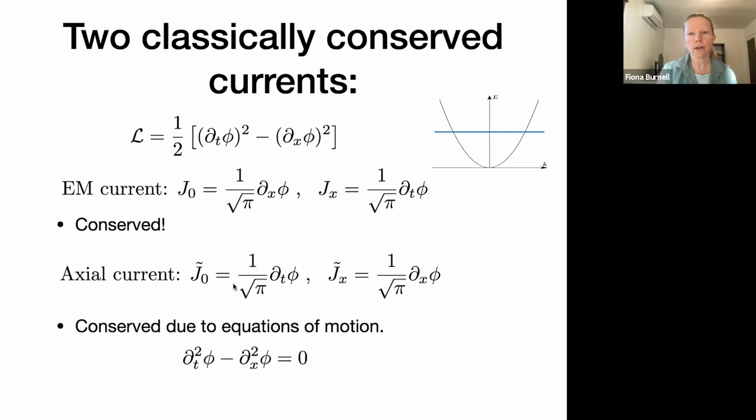And then there's another conserved current, which we'll call the axial current. That basically has the x and time components switched. Here the density is associated with dt phi, and the spatial part of the current is associated with dx phi. This current is conserved classically only because of the equations of motion, so it's conserved because (dt phi)^2 minus (dx phi)^2 is equal to 0.